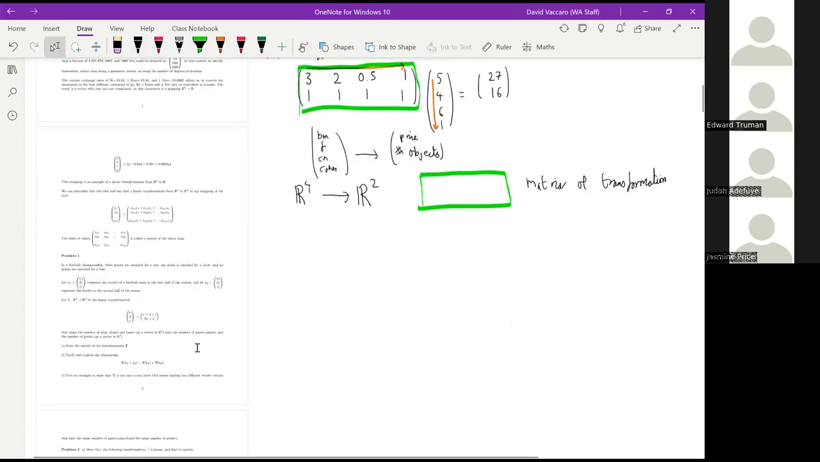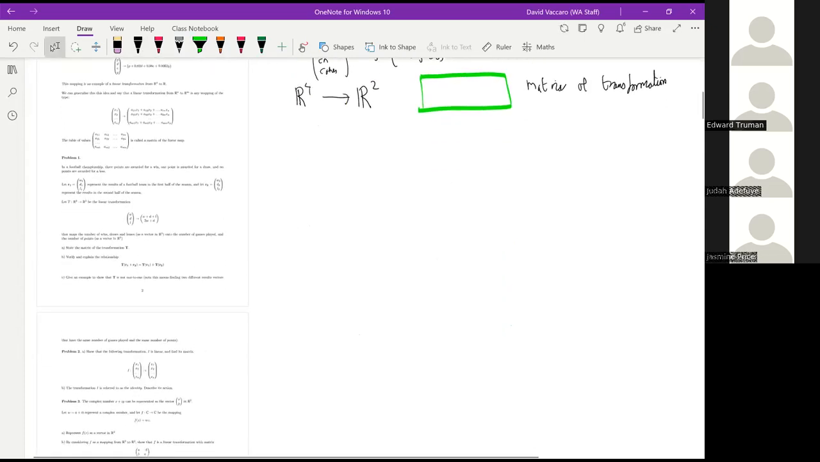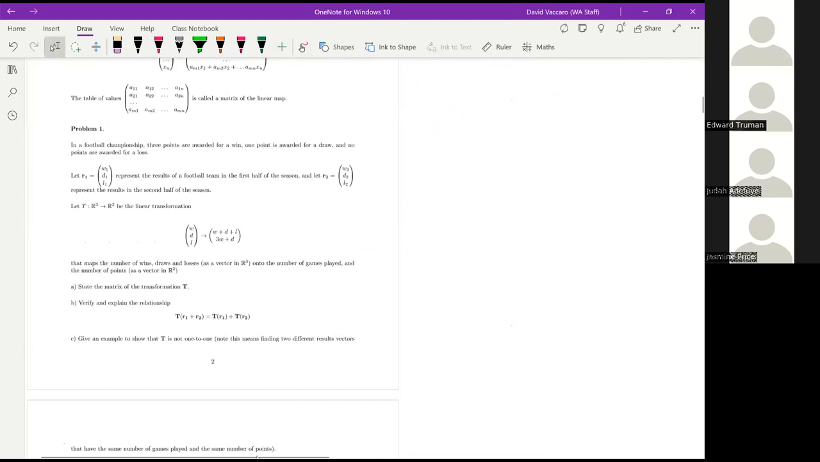Okay, so let's, I feel bad, I'm going to spoil the sheet a little bit for you. But let's have a look at the first problem from the sheet.